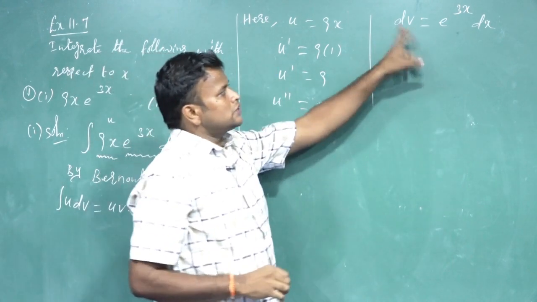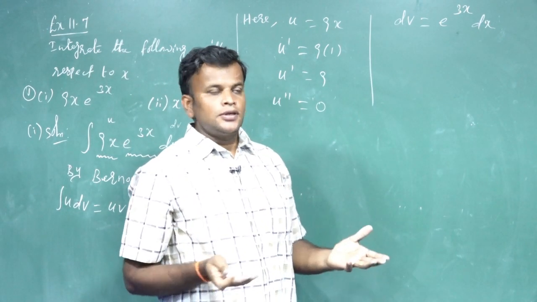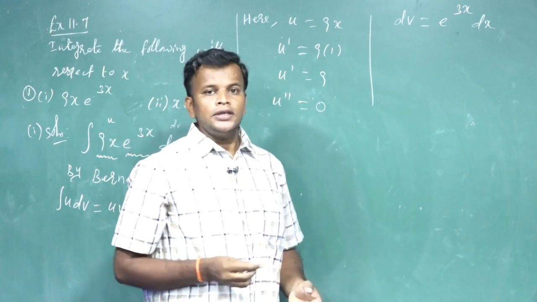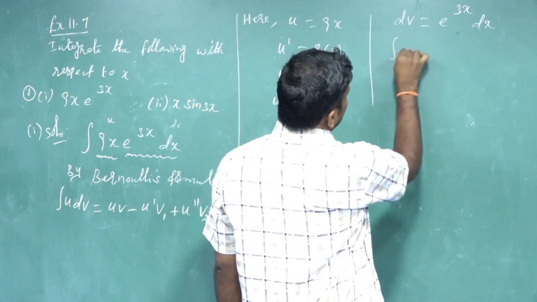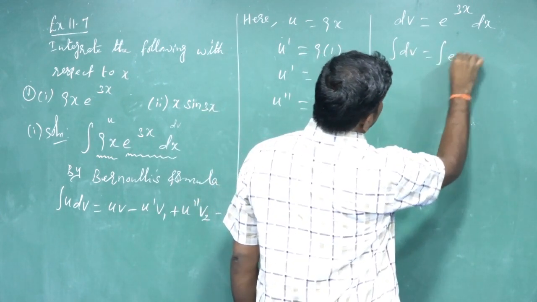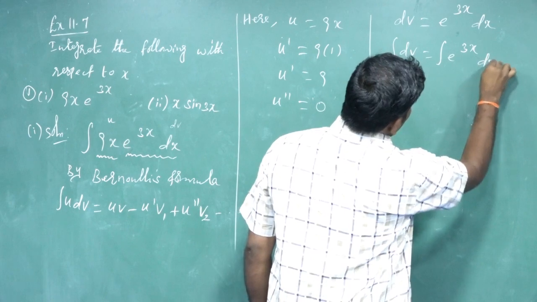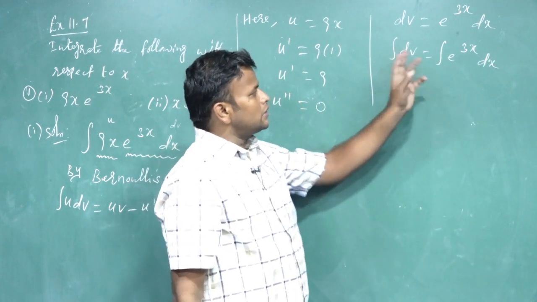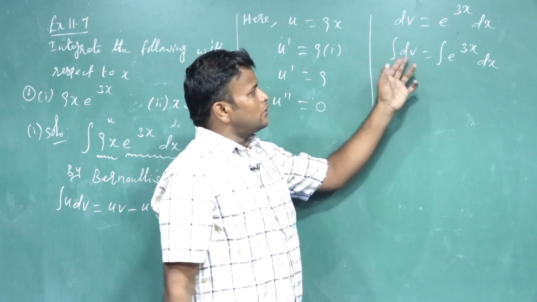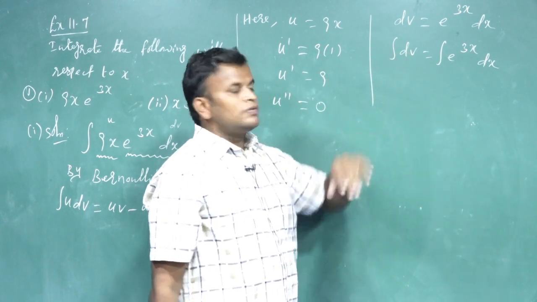Next, dv is there but we need v. How to get v from dv? Taking integration on both sides. So the next step is taking integration. You know very well, integration of dv is nothing but v. Integrating dx is x. Integrating dy is y. Integrating dv is v.